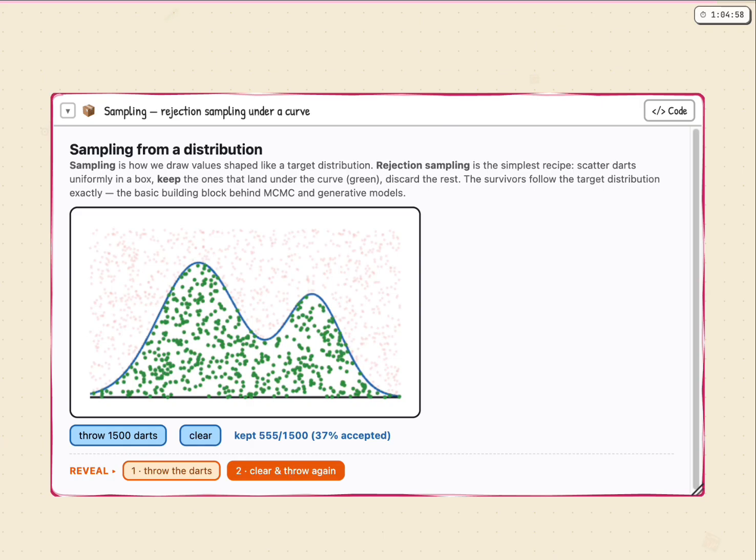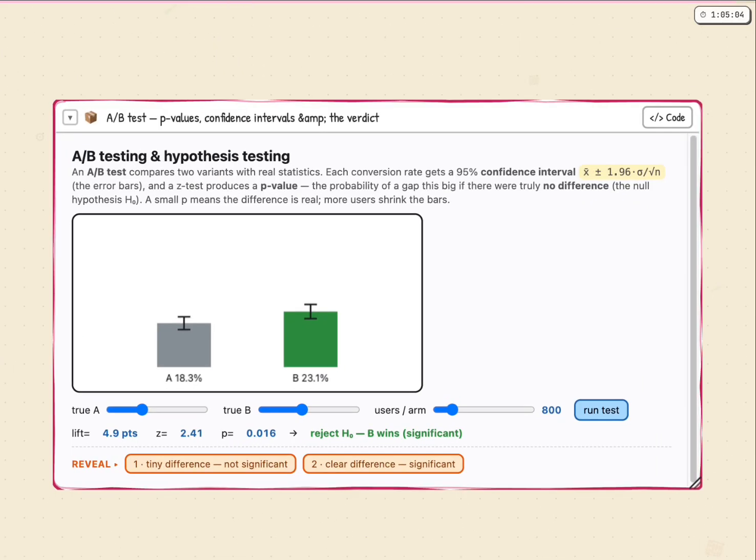Let's finish the toolkit with the workhorse of every data-driven company, the A/B test. It's how you decide with real statistical rigor whether a change actually worked or whether you just got lucky. The setup: you show version A to one group and version B to another, and you measure, say, how many people clicked. Now you can't just declare the higher number the winner because of random chance.